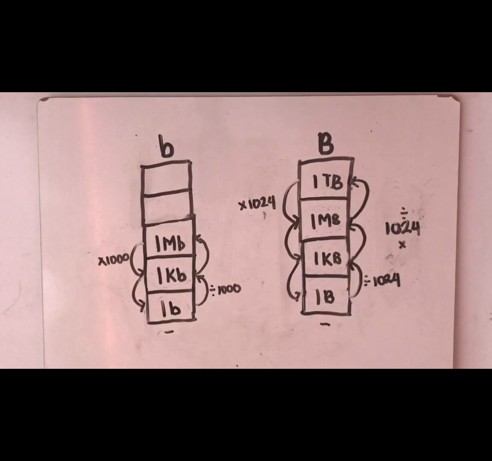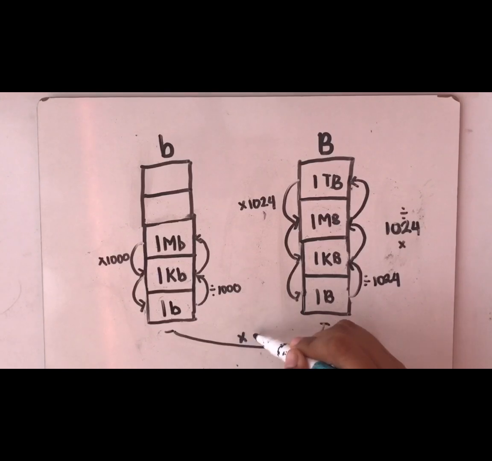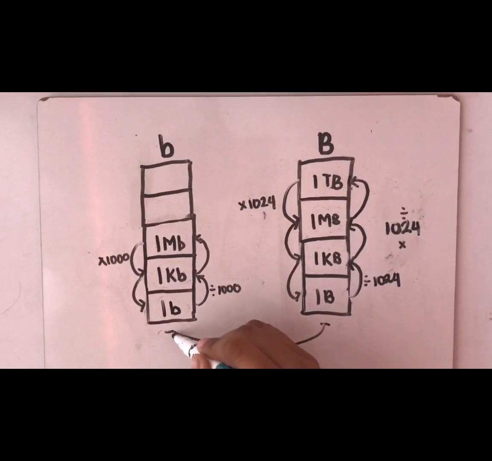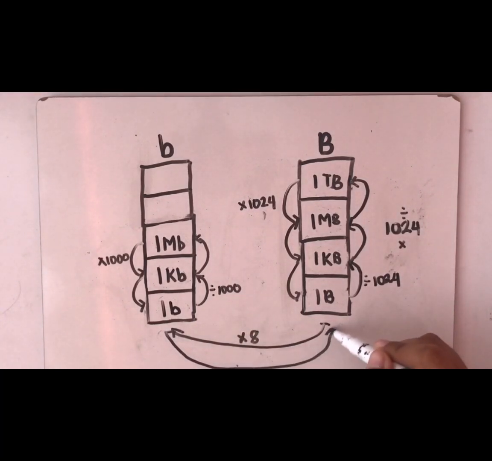So the question is, how would be the process of converting bits to bytes and vice versa? In converting 1 byte to 1 bit, you are to multiply 1 byte by 8. So why 8? Because there are 8 bits in every 1 byte. But in crossing over the other ladder, which is bit to byte, you are to multiply by 8 also.